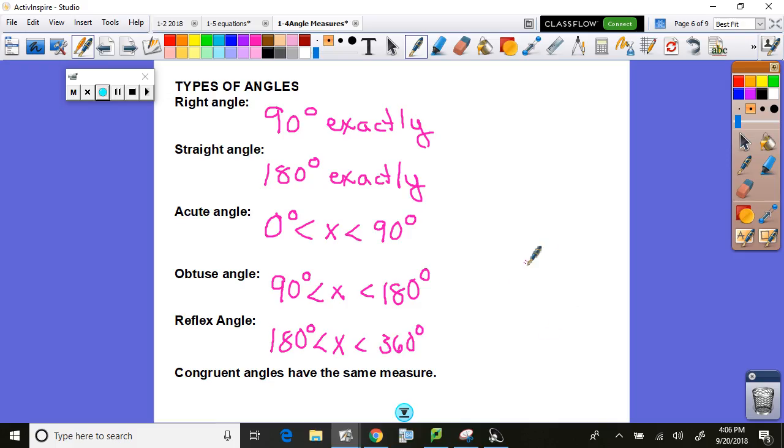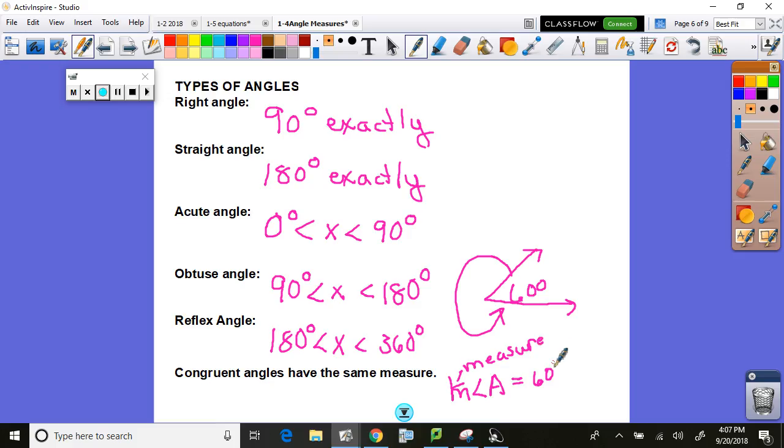So what a reflex angle is, if I draw this angle, or say this is 60 degrees, the reflex angle is this part back here. Congruent angles have the same measure. Now, when we say the measure of an angle, we say the measure of angle A equals 60 degrees. This little m, measure. Now, you can measure angles in degrees or radians. We will talk about radians a little more when we talk about circles. From now, we're just going to do degrees.